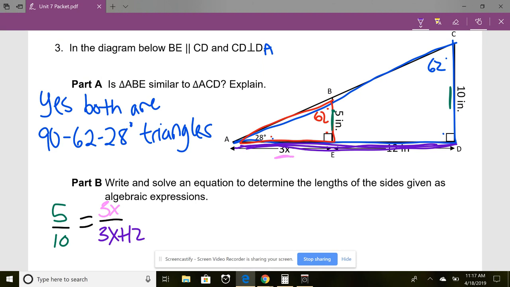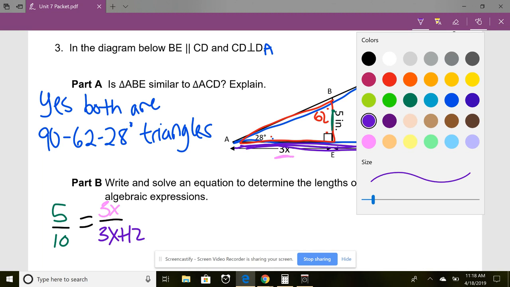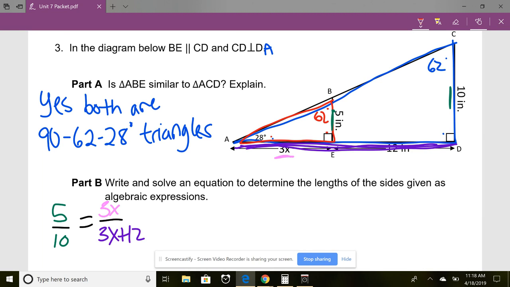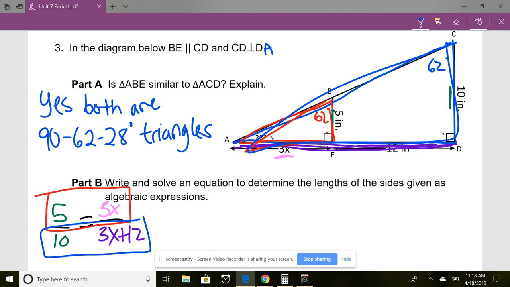And again, notice the order of the fraction, what goes on the top and what goes on the bottom is important. We have the red triangle right here. Those sides are on top, and the blue triangle, which is the big one, those sides are on the bottom. And their respective similar pairs are aligned.